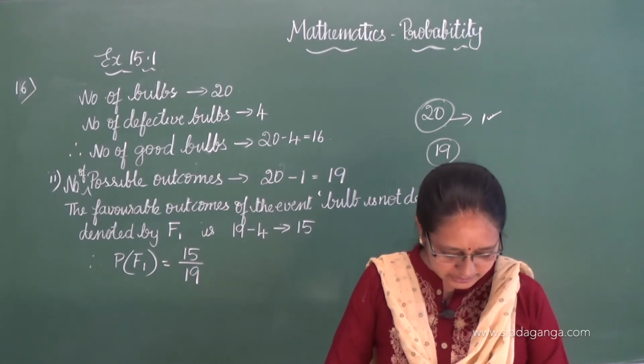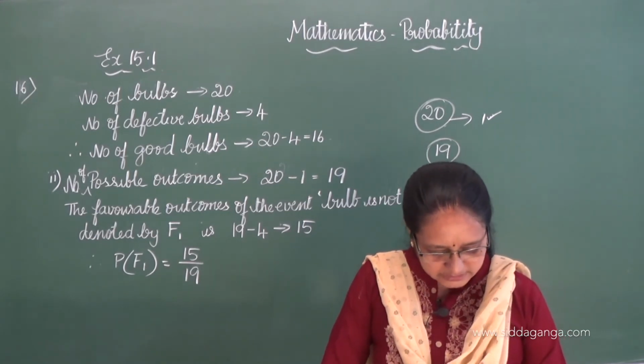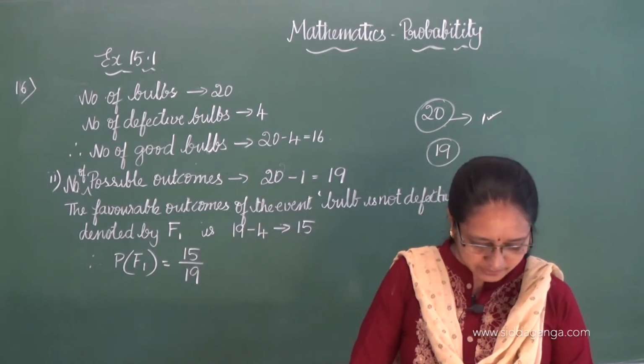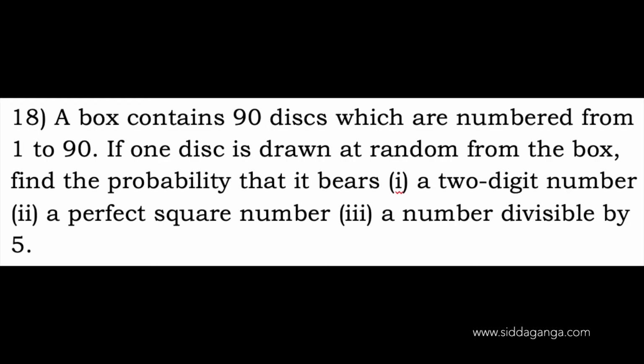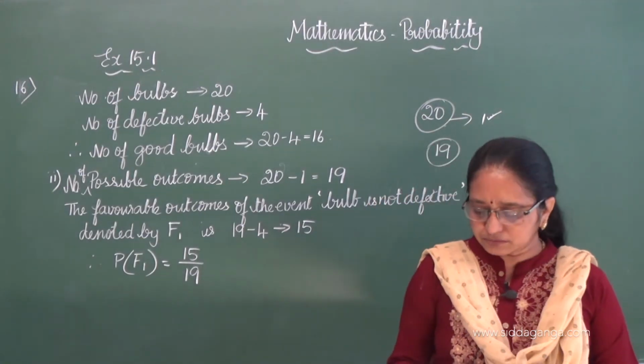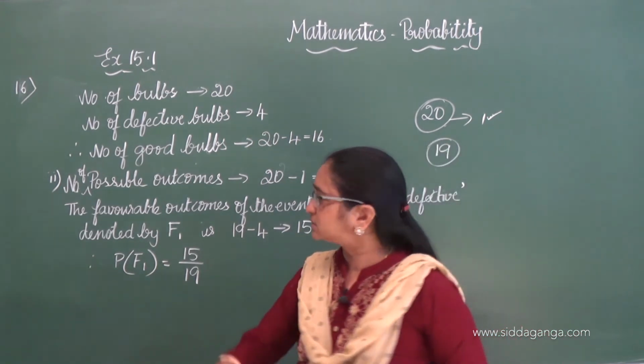I hope you understood this. So, let us move on to the next one. Next question, the 18th one. A box contains 90 discs which are numbered from 1 to 90. If one disc is drawn at random from the box, find the probability that it bears a 2-digit number, second, a perfect square, third, a number divisible by 5. Now, I will just write.